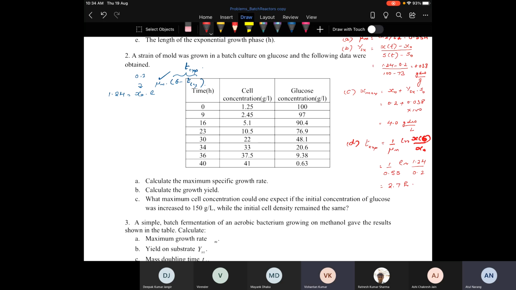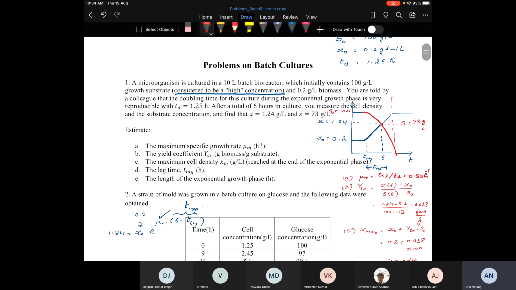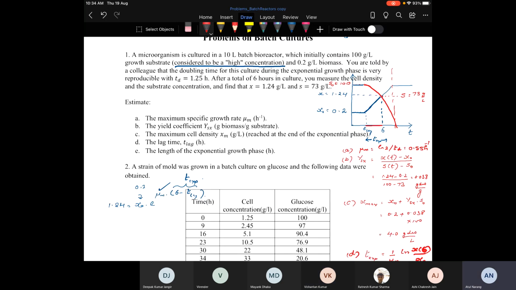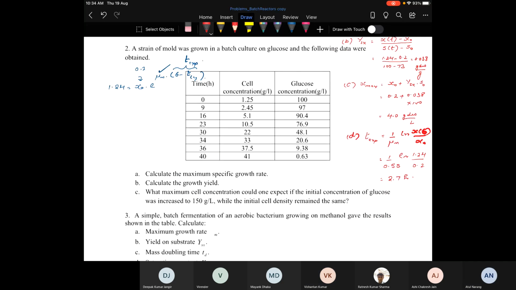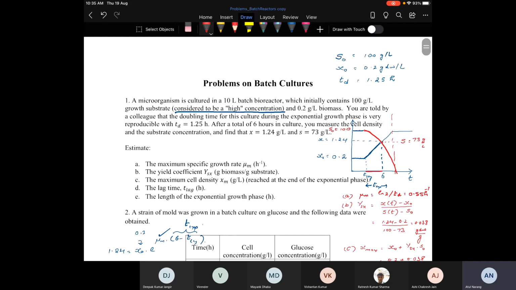So once you know that the exponential part is 2.7 hours, that means this part that I have labeled is 2.7 hours. So what is T lag? 6 minus 2.7. No, sir. The T lag is 2.7. Like after subtraction, it is. Oh, I see. So this is 3.3 then? Yes, sir. So this is 3.3. So then that means that T lag is 2.7 hours. Is that part clear?